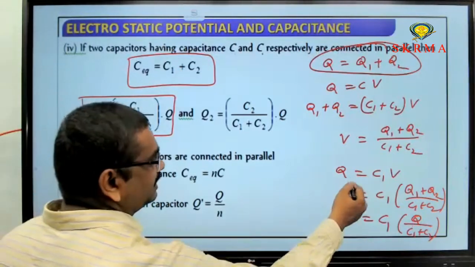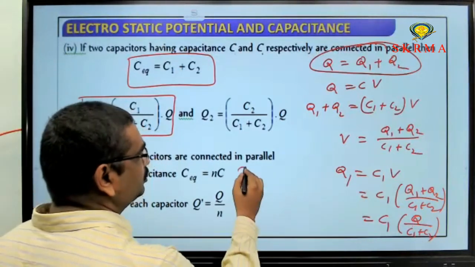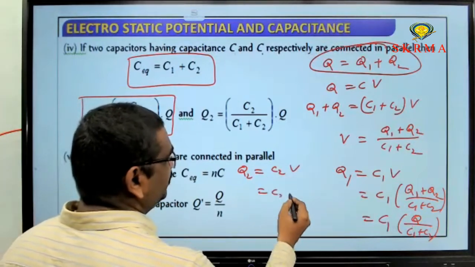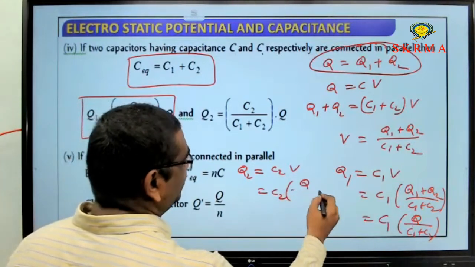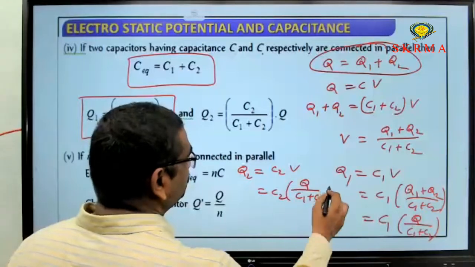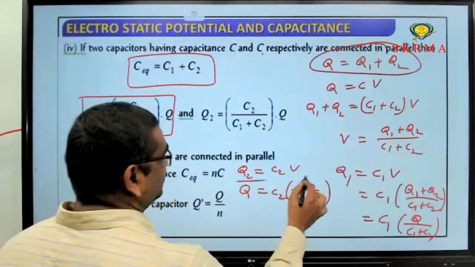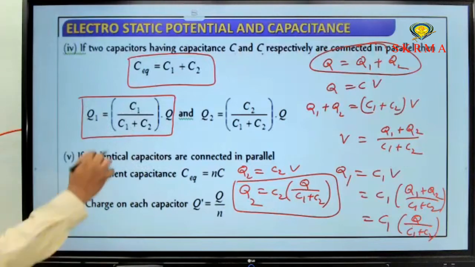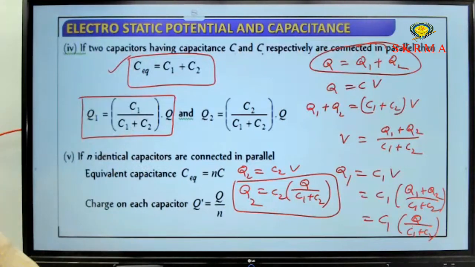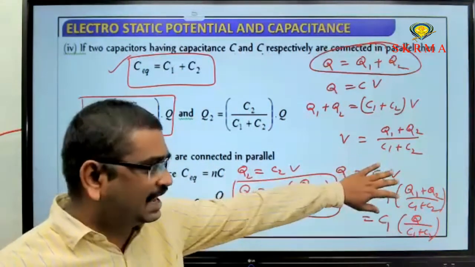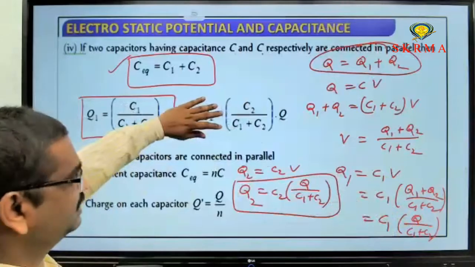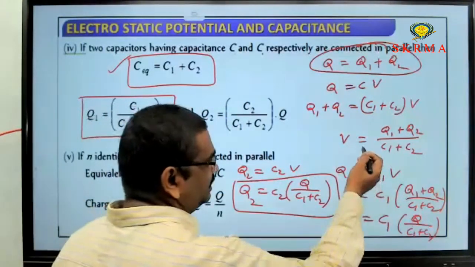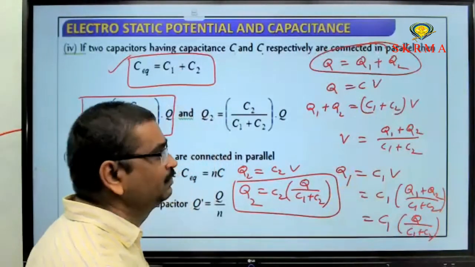Similarly, solve for the second charge Q2. Q2 can be written as C2 into V. So C2 into V is how much? C2 into Q by (C1 plus C2). This is the formula for the second charge Q2. Don't memorize this one. If you want to calculate the charge on each capacitor, then proceed like this.